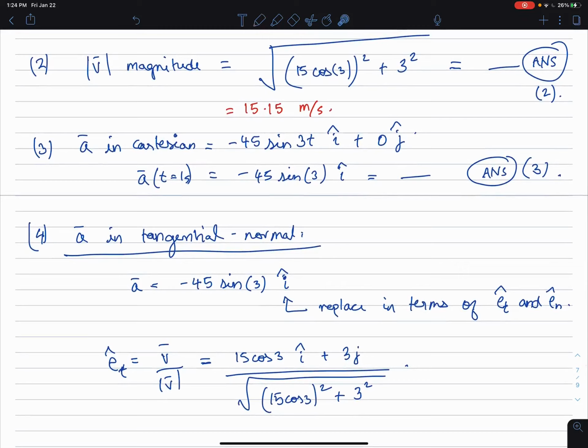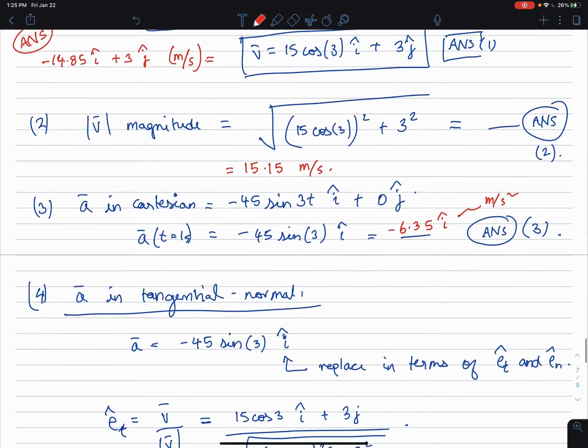Acceleration, that quantity 45 sine 3. So just to be clear what I'm doing here, I'm just using 3 to be in radians. Okay. Turns out that's equal to minus 6.35. Now it's going to be I, and it's going to be in meters per second square. Okay, so the number is going to be meters per second square.